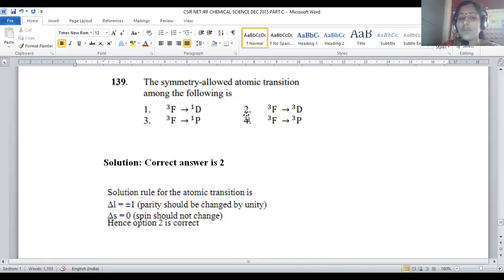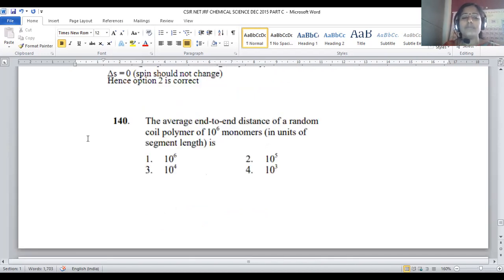Only the suitable option will be option number 2, where spin parity is allowed and azimuthal quantum number parity is also allowed here, right? So option number 2 is the correct answer for question number 139. Let us move on to question number 140.